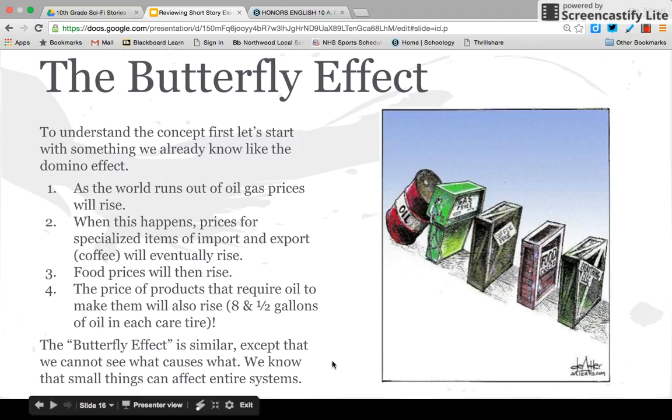In other words, you can also think about it as the domino effect. As the world runs out of gas, prices will rise. When this happens, prices for specialized items of import and export like coffee will eventually rise. Because of this, food prices will then rise. And because of that, the price of products that require oil to make them will also rise. Okay? So it's that idea that even if we can't see it right away, it causes something that causes something else that could affect our entire being.